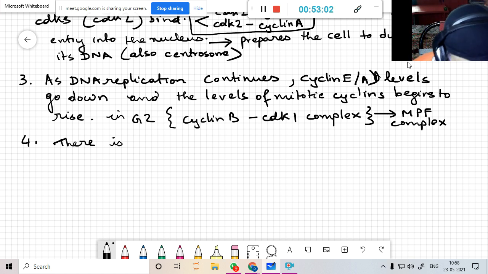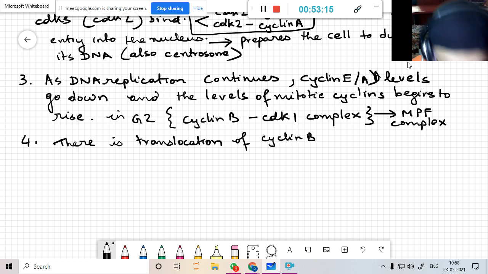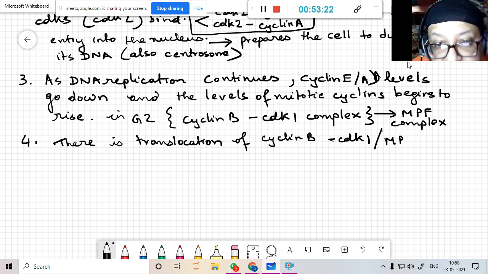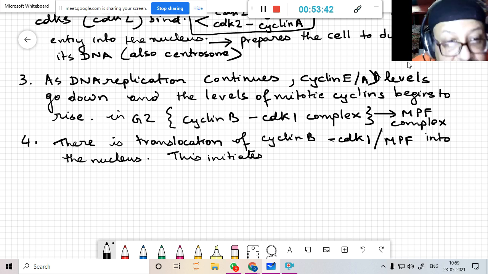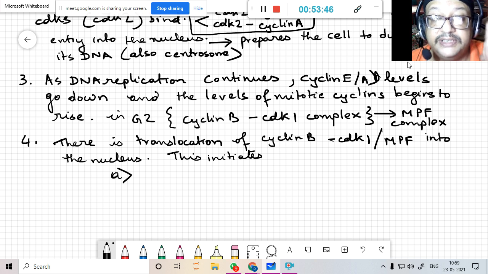There is translocation of cyclin B, CDK1, by MPF, whatever you call them, into the nucleus. And this initiates the following things. First thing, now mitosis is starting. From G2 to M we are going.